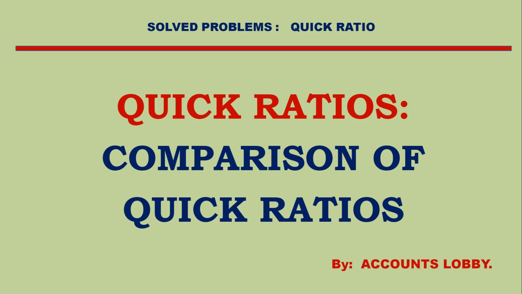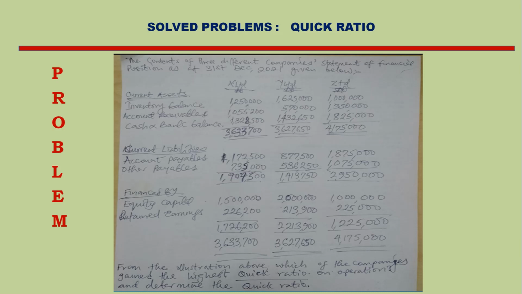Solved problems. Quick ratio. Comparison of quick ratios. Problem. The contents of three different companies' statement of financial position as at 31st December 2021 are given below: X Limited, Y Limited, Z Limited.